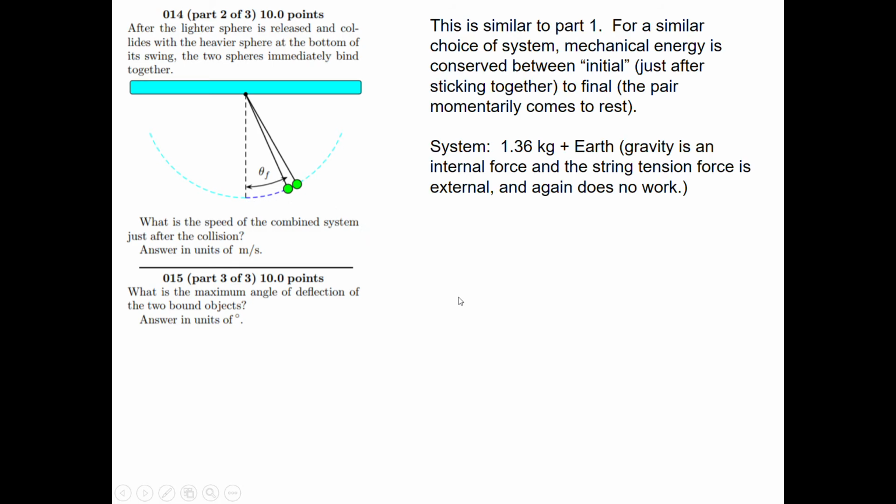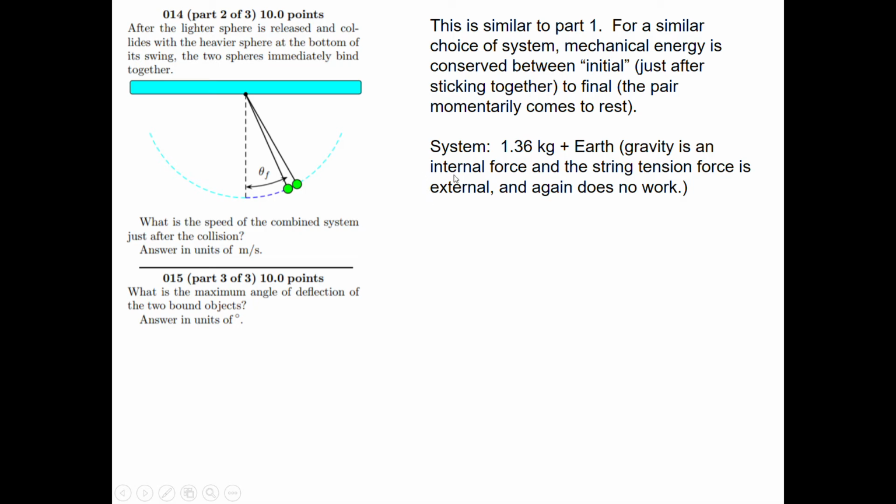Finally, part 3, what is the maximum angle of deflection of the two bound objects? Answer in units of degrees. So how big is this angle? In other words, if they've rocked up to the point where they come to rest there, just like the ballistic pendulum rocks up to coming to rest, what's this final angle? And in this case, going from just after the collision up to there, it's again like that ice cube sliding in the hemispherical bowl. So mechanical energy is conserved there if we take the right system.